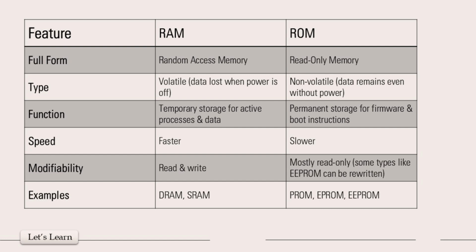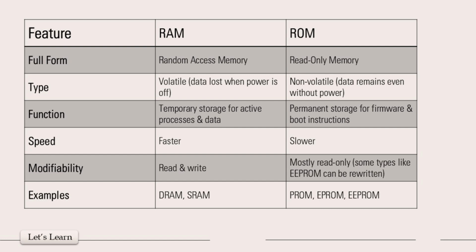There are also different types of ROM. PROM, programmable ROM, can be programmed once but not changed. EPROM, erasable programmable ROM, can be erased and reprogrammed using UV light. EEPROM, electrically erasable programmable ROM, can be rewritten multiple times using electrical signals, commonly used in BIOS updates.